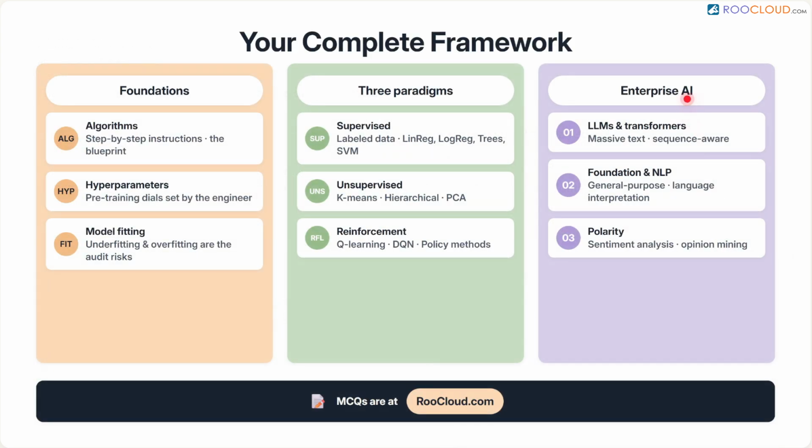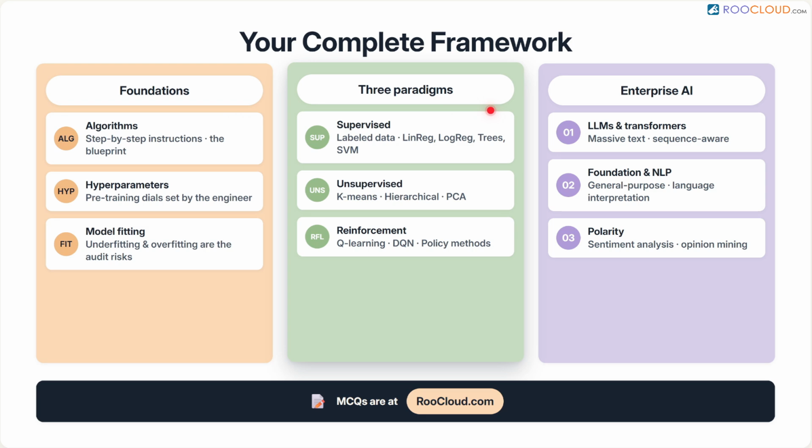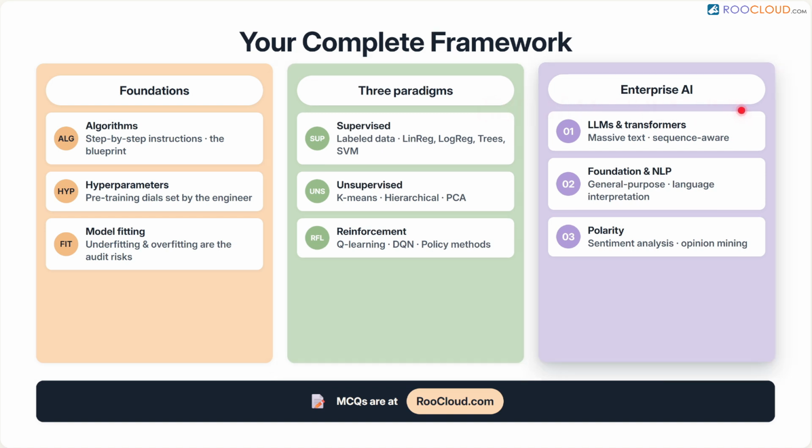Let us recap the critical takeaways from this session. We defined algorithms as the mathematical instructions processing data governed tightly by human-adjusted hyperparameters. We thoroughly reviewed supervised models that rely on labeled data and unsupervised models that independently find structure through clustering and component analysis. We explored the trial and error reward mechanisms of reinforcement learning. Finally, we defined crucial enterprise AI terms like transformers, NLP, opinion polarity, and the massive deployment risks associated with poor model fitting.